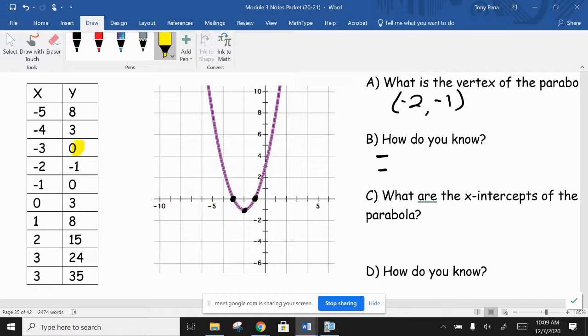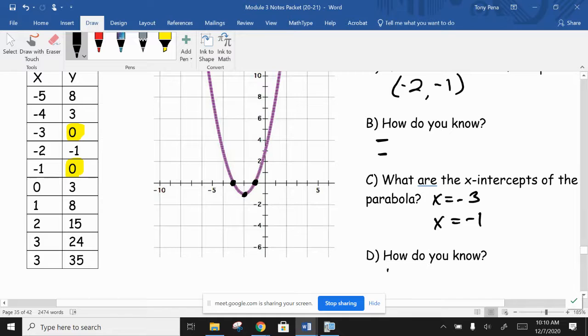Because if we come over here, this is one of the questions on your quizzes. Our x-intercepts is when the y value is 0. So if we look at our table, we're going to see a couple of places where the y values are 0. So our x-intercepts have to be x equals -3 and then x equals -1. And we know that for a fact because of the table. So how do we know that? We can just say the y value equals 0 in the table. All right.